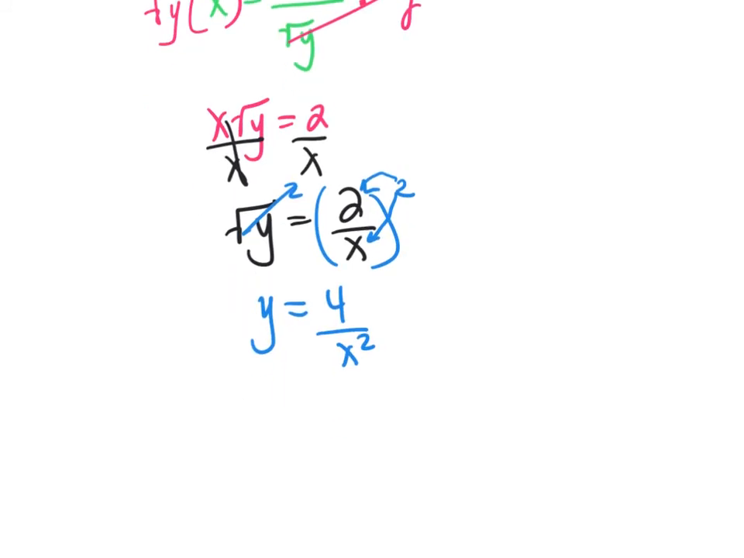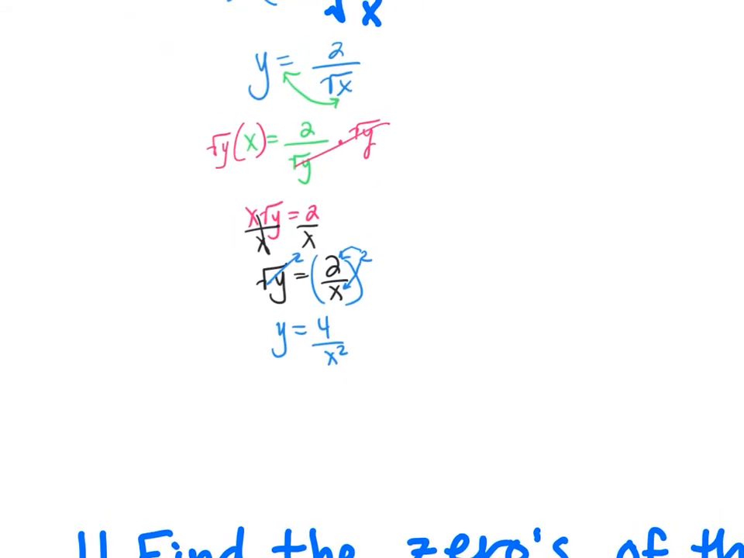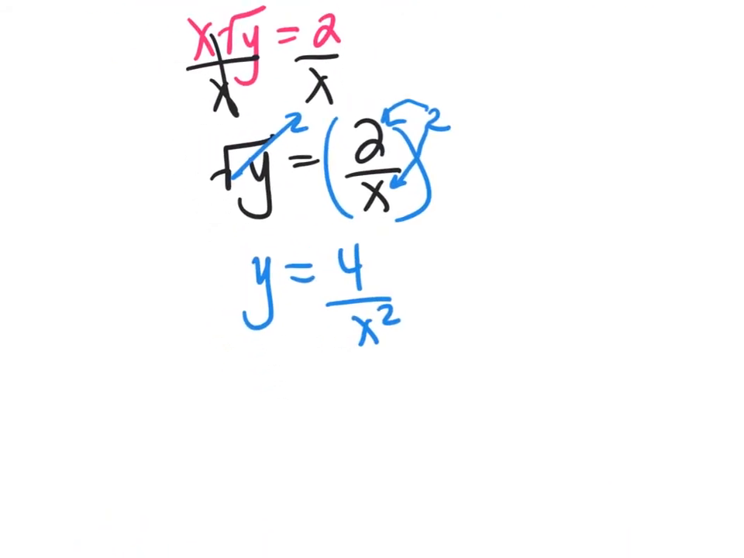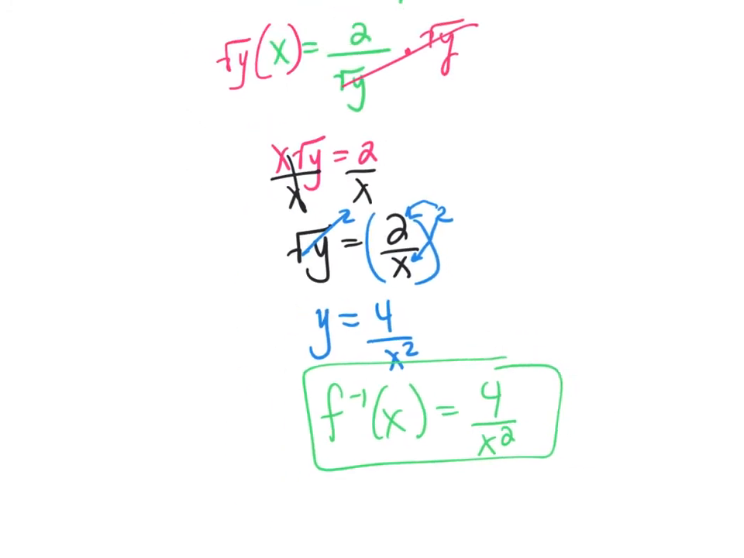And I have one more step because I have to write it in function notation. So my answer would be, we have f, right? Is that what we did? Yes. My answer would be f negative 1 of x equals 4 over x squared. And that would be your inverse.